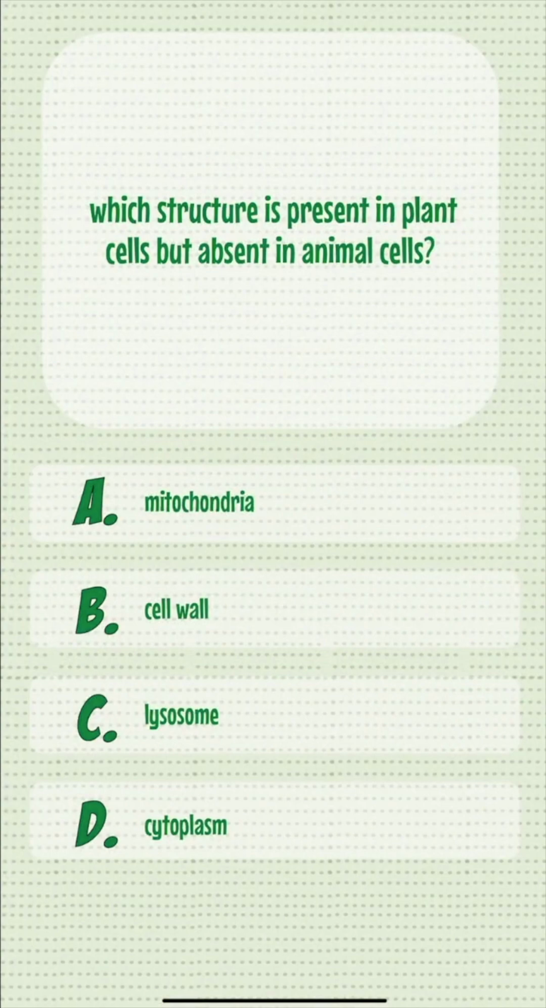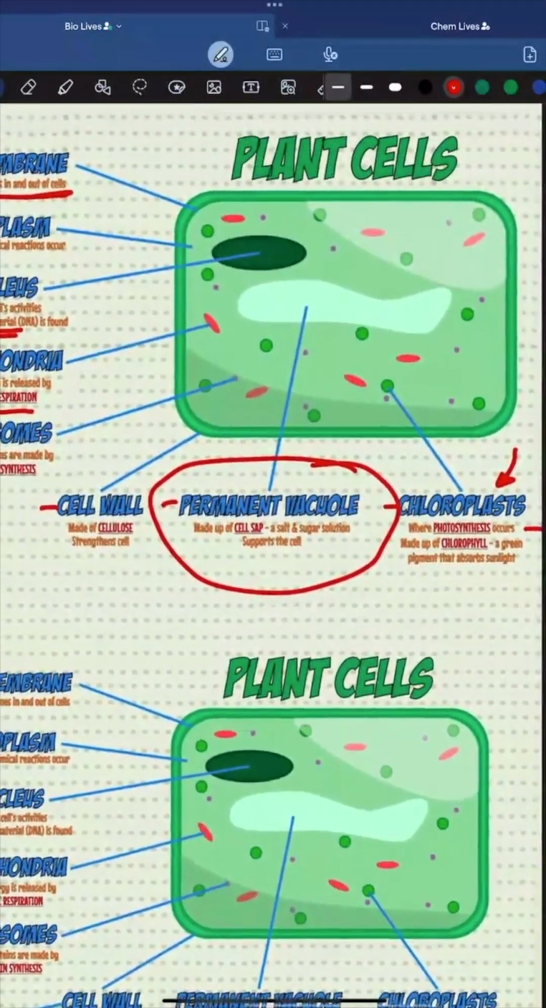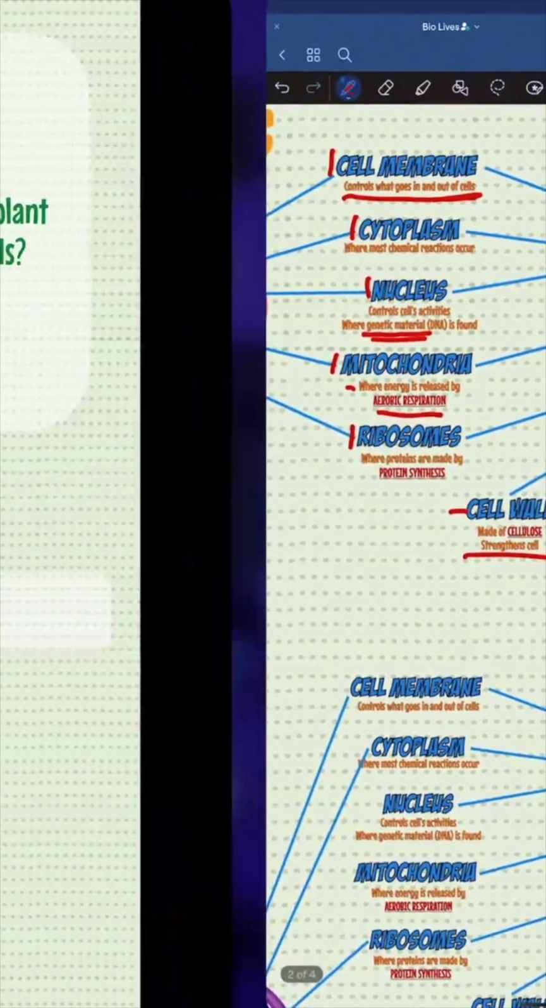Okay, next one. Which structure is present in plant cells but absent in animal cells? Let's get some quick answers here. This is a straightforward one. So comment your answers, tap on the screen. Yeah, B. Good, B. So remember the 3 things are cell wall, vacuole, chloroplasts.